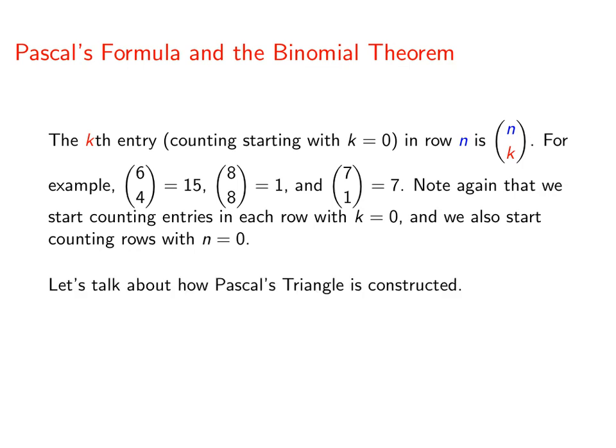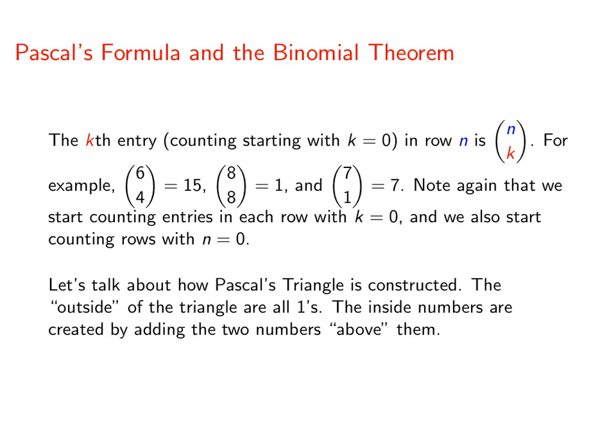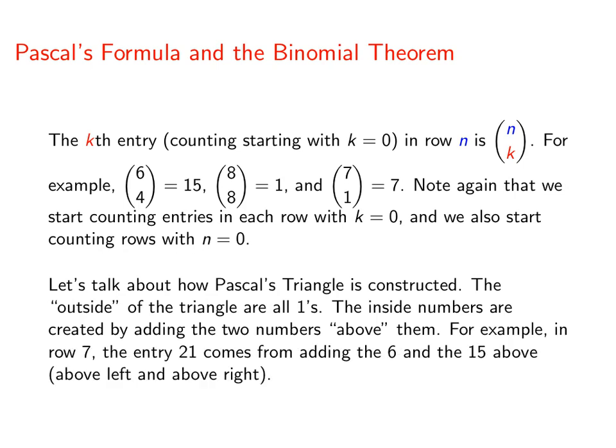Let's talk a little bit about how Pascal's triangle is constructed. The outside of the triangle, that's all ones. The inside numbers are created by adding the two numbers that are above them. And by above, we really mean above to the left and above to the right. So take a look in row 7. There's an entry that's a 21, and that comes from adding the 6 and the 15 above. And again, we mean above left and above right.